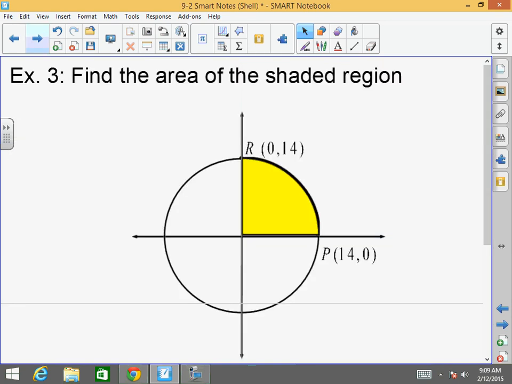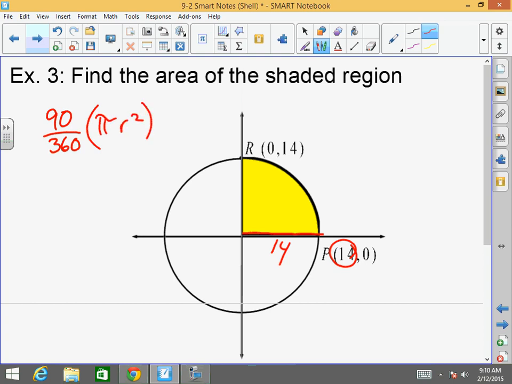Find the sector area. Okay. Well, this distance right here is 14, isn't it? So that's my radius. So my sector area here would be central angle over 360 times pi r squared. So this would be 1/4 times 14 squared, which is 196 pi. 196 divided by 4 is 49 pi units squared.